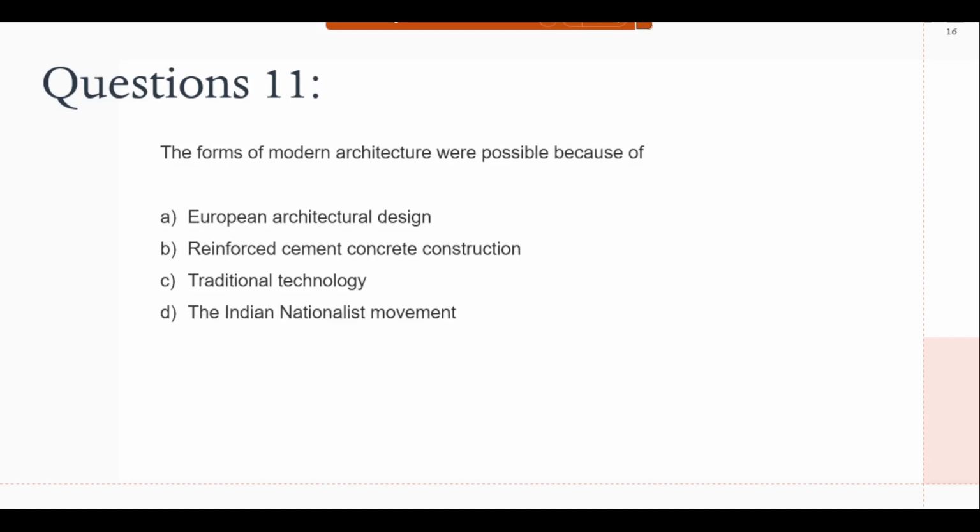Question number 11. The forms of modern architecture were possible because of European architectural design, reinforced cement concrete construction, traditional technology, or the Indian nationalist movement. Reinforced cement concrete construction. Why? It was actually easy to mold. We can give any shape with reinforced cement concrete, and it is very usually used in modern architecture. Often we use it, the reinforced cement concrete, that is RCC construction.